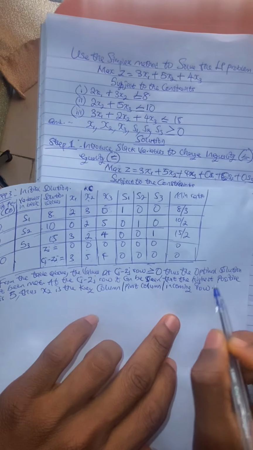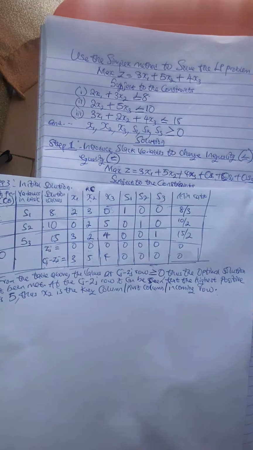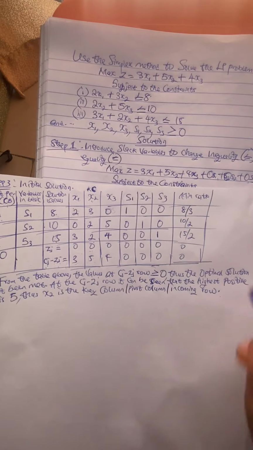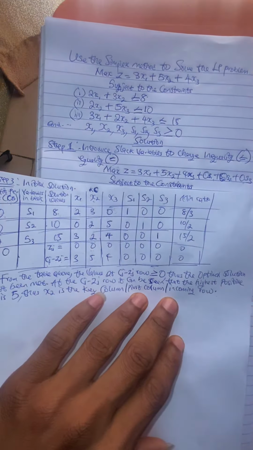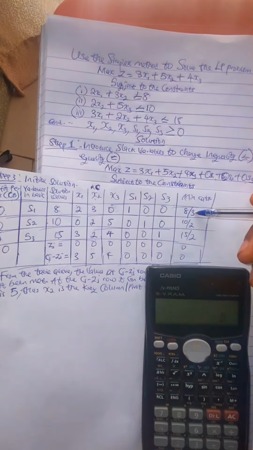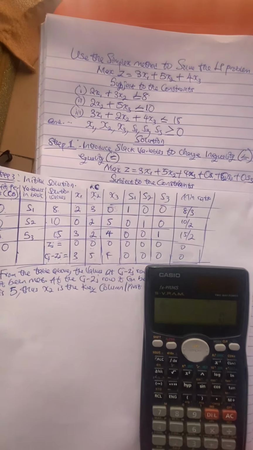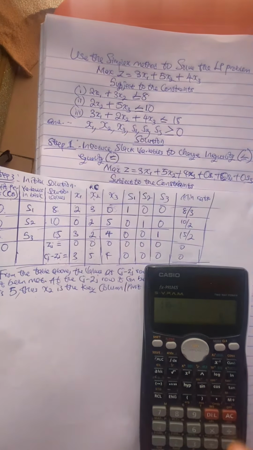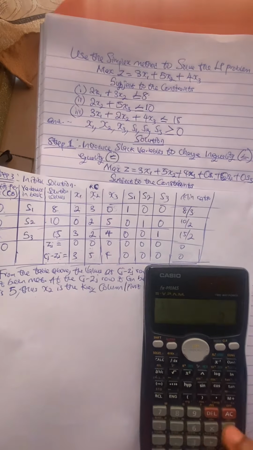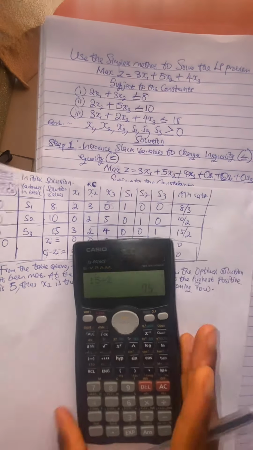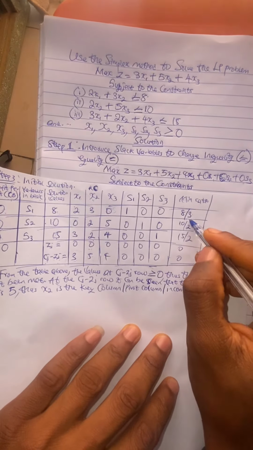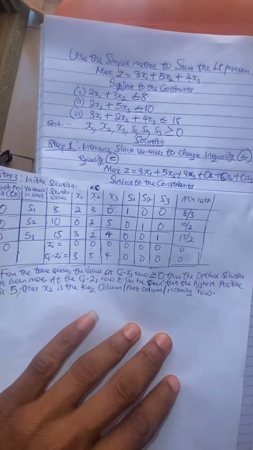So the incoming row now, moving down. The next thing we have to determine, after the key column, is the key row. How do we get the key row? You silently do this division. 8 divided by 3 is 2.6. Then 10 divided by 2 is 5. And then 15 divided by 2 is 7.5. So from everything here, we now know that 8 divided by 3 gives you the lowest value, 2.7.